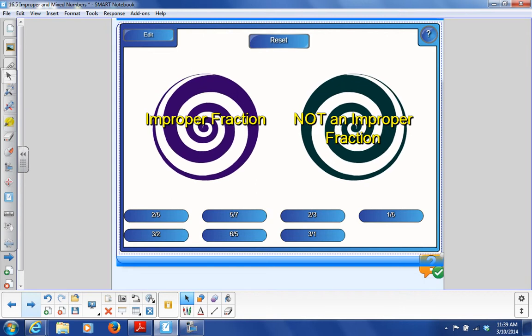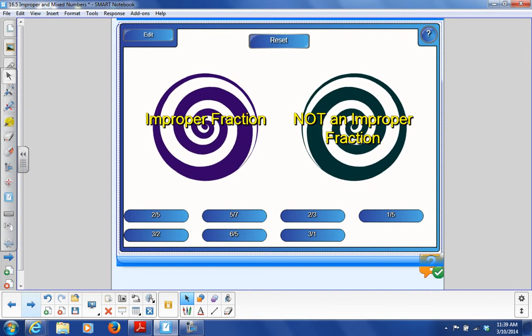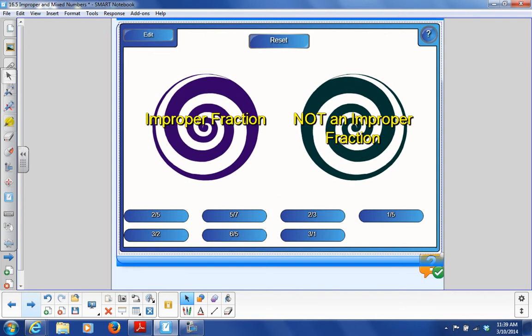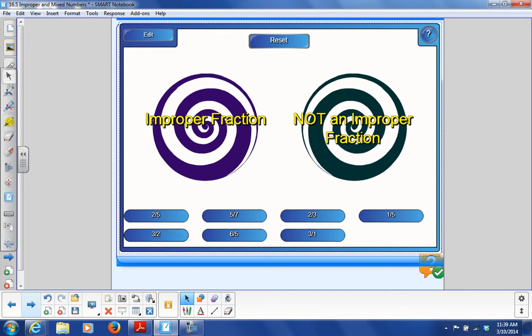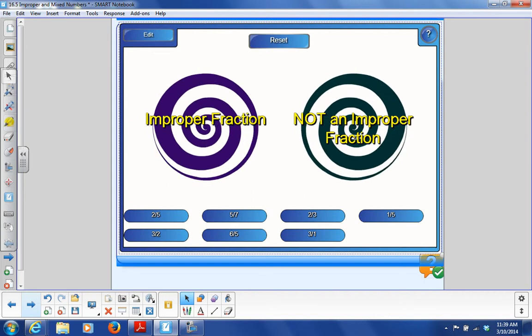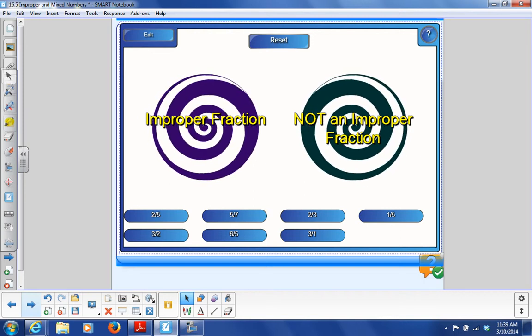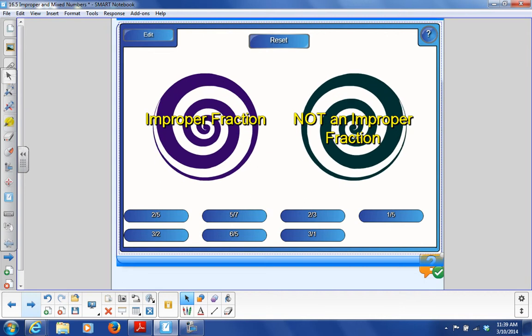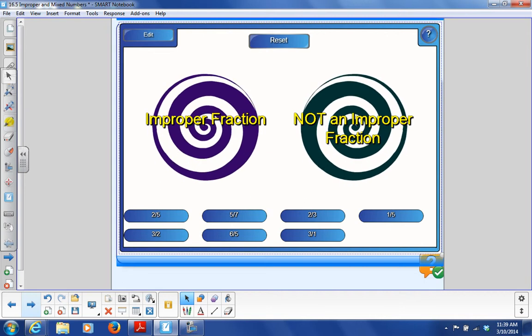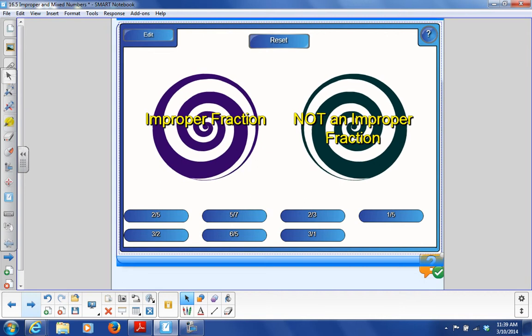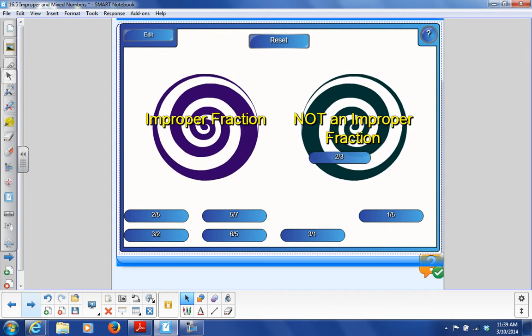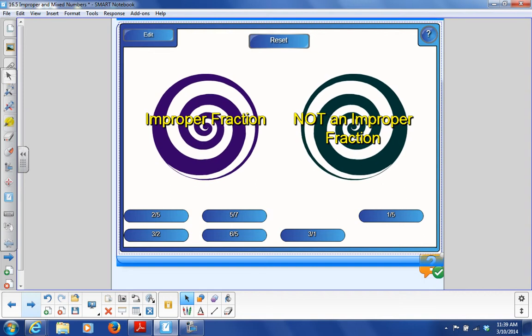Go, Drew. Which one are you going to choose? 2/3. Okay, 2/3 is not an improper fraction. Drew, where are you going? Come here. Why do you think that 2/3 is not an improper fraction? Okay, but why? Nope. You don't get away that easily.